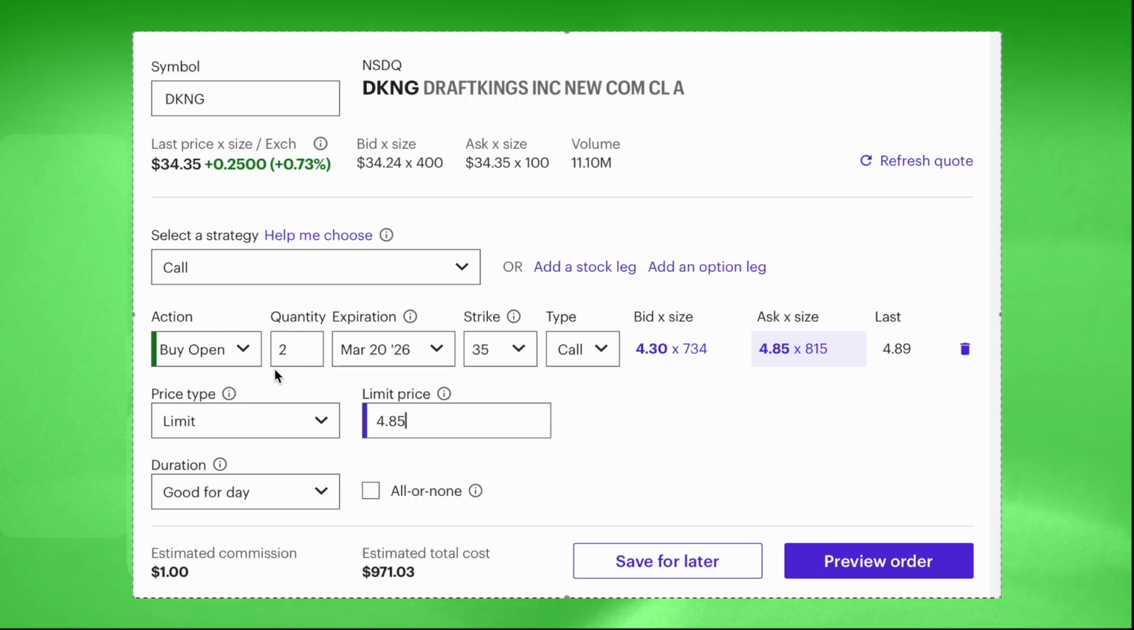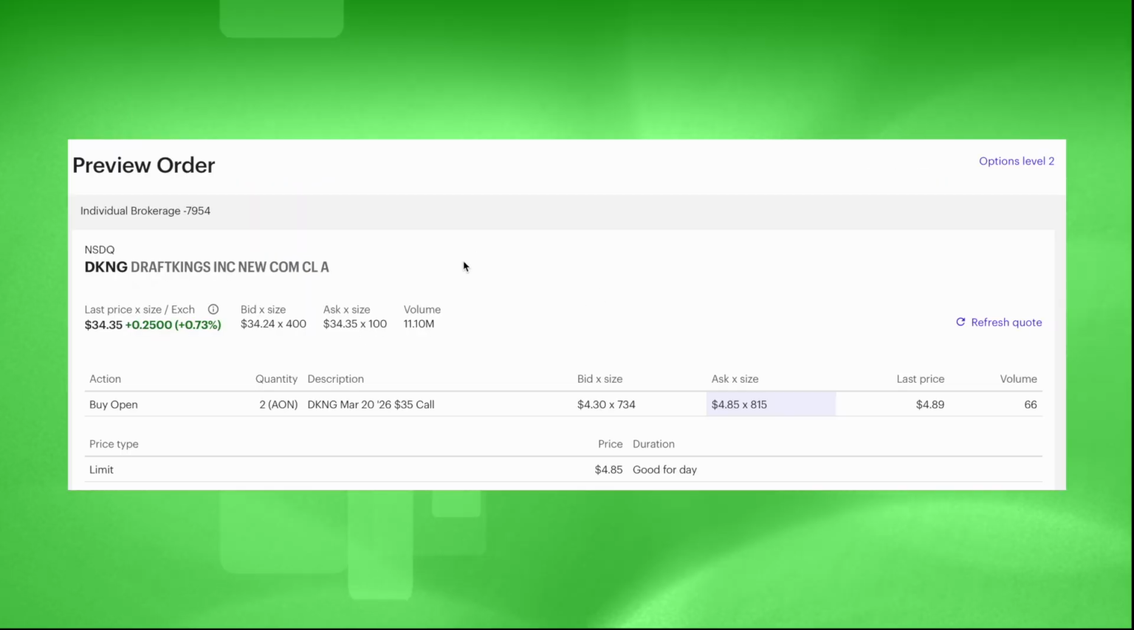And if we enter 2, that's worth 200 shares, and $4.85 times 200 equals $971. And we would click all or none because we want both of them to fill. Then we would click preview order, and we see the preview order here, which is for 2 contracts. AON means all or nothing because we want both contracts to fill. It's the DraftKings March 20th, 2026 $35 call.